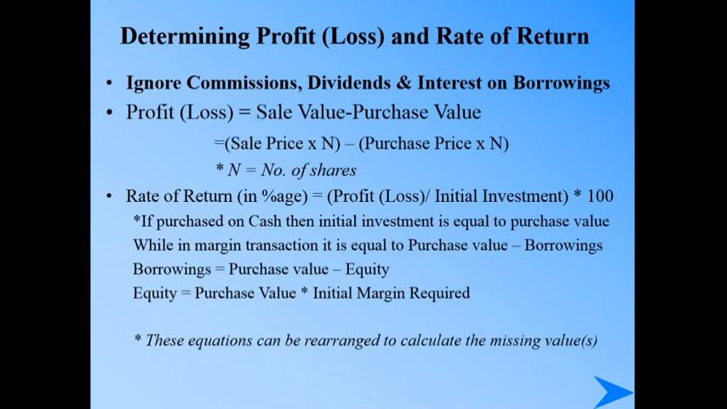So 30,000 is your equity. Your purchase value was 50,000. So 50,000 minus 30,000, you will get the borrowings. So the purchase value, that is 50,000 minus borrowing of 20,000, you will get your equity. And since there is no commission or anything else, that equity is your initial investment. These equations can be rearranged to calculate the missing value. Any missing value you can calculate by rearranging these equations.